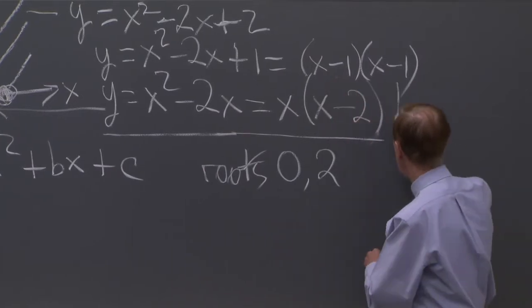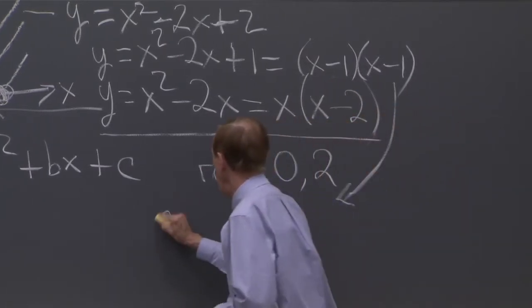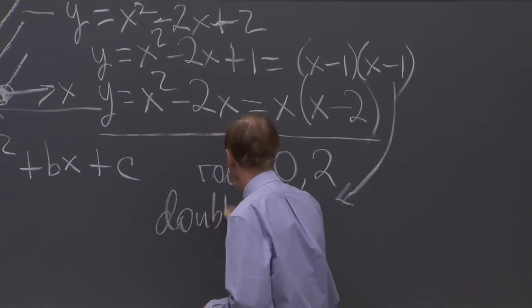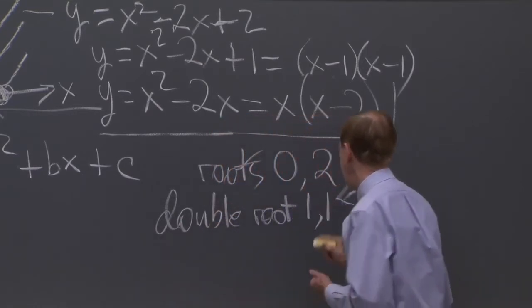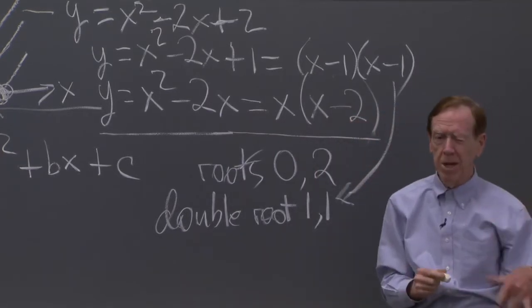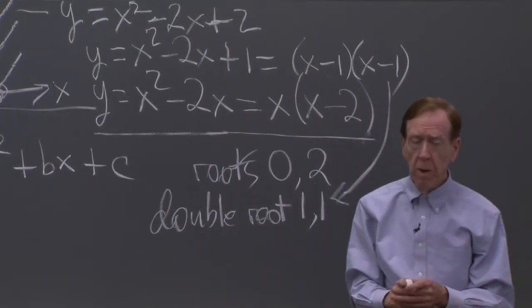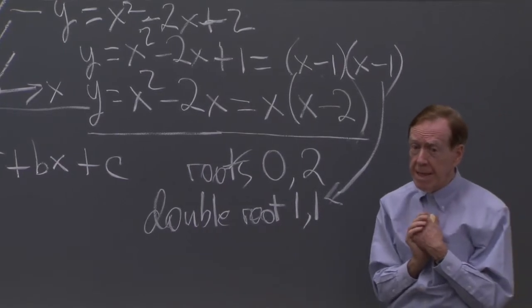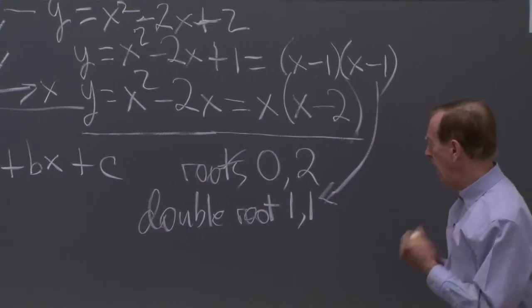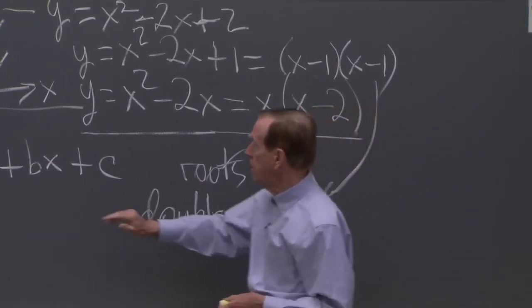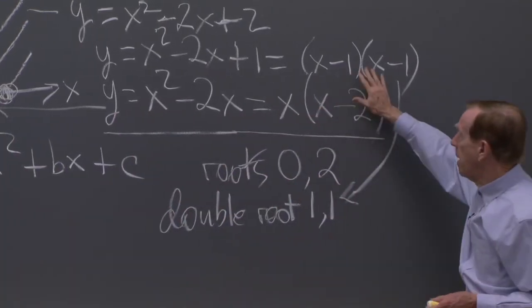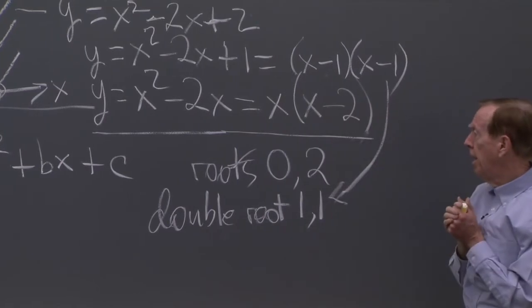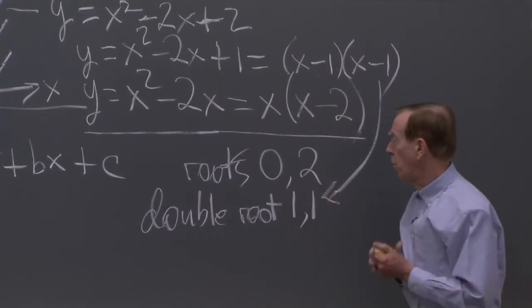So what am I saying about this guy? Double root, 1 and 1. Double roots get mathematicians excited. Well, mathematicians are easily excited, you could say. And that's special. OK. So it's x minus 1 squared, and we see a double root.